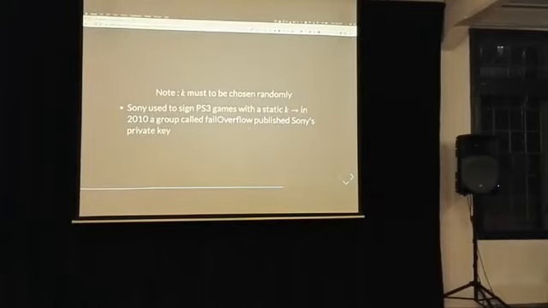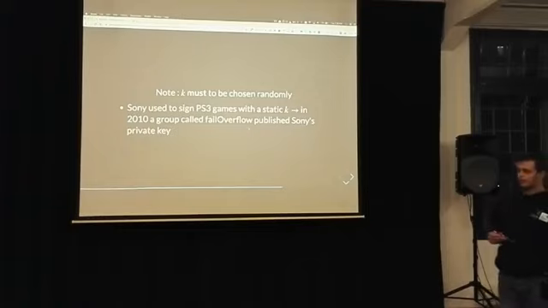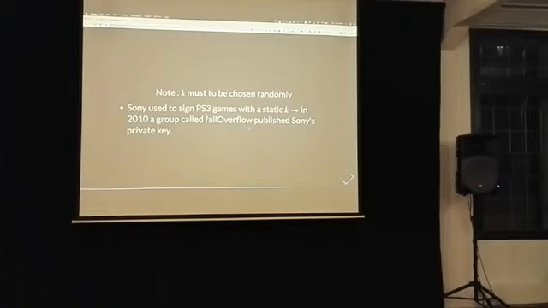Oh, even before we get to that, K must be chosen randomly. A lot of these crypto systems, the way they work is once you change one thing, the security of the whole thing diminishes. That's very, very often the case. For example, Sony used to sign PS3 games with a static K. I'm not sure if static here means they used it for all their games or if it means that they used it for just 2 games, which is often the case in crypto. It's enough to use something twice and the security is 0. And therefore, in 2010, a group called fail0verflow published Sony's private key.